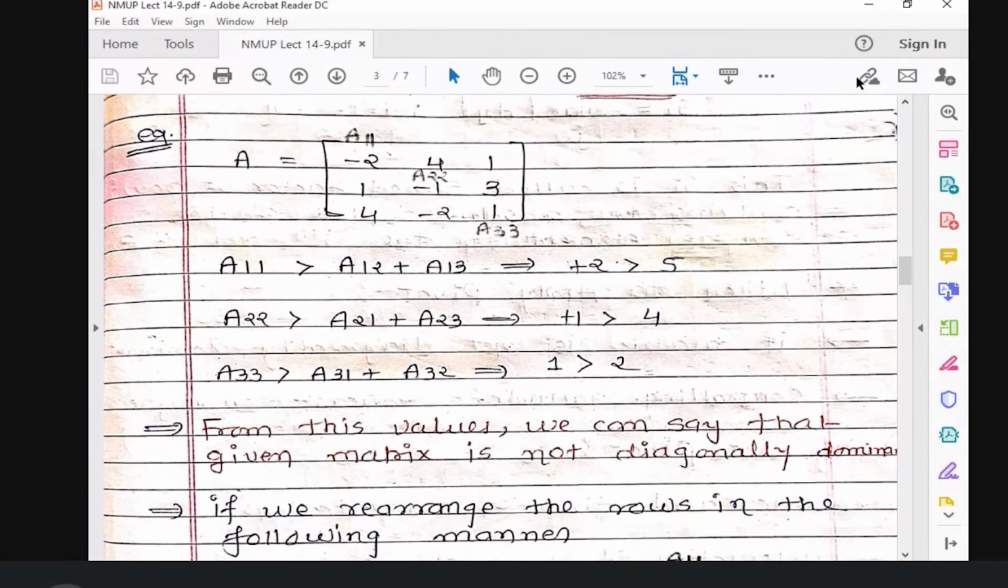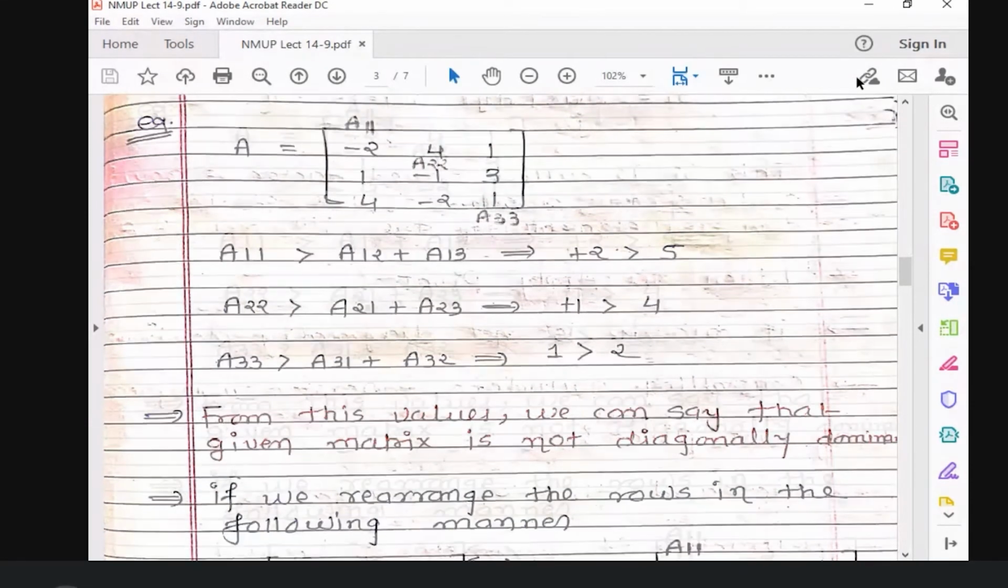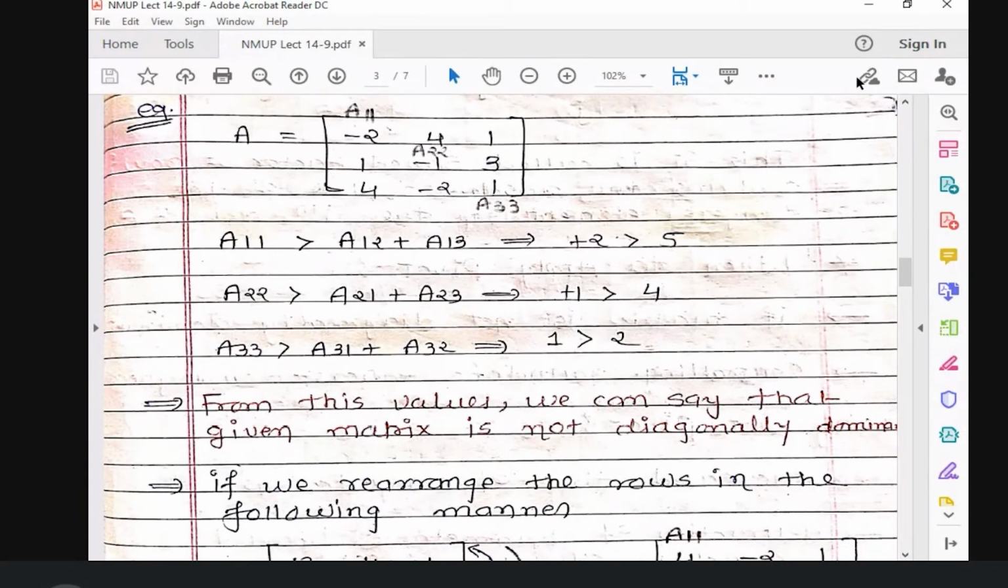Same way for A33. A33 contains value 1, which should be greater than 4 and 2. Over here, instead of this 2, 6 is there. I have written by default 2 in the last equation; 1 should be greater than 2. Instead of 2, it was a 6. So from these values, we can say that the given matrix is not diagonally dominant.